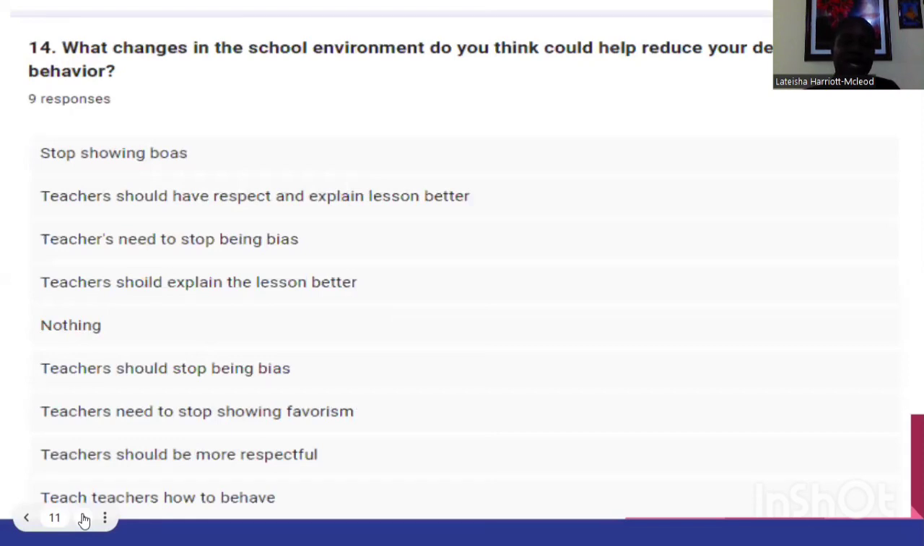Students were also asked, what changes in the school environment do you think would help reduce your defiant behaviors? They said that the teachers need to explain the lesson better and they need to be respectful. Teachers also need to stop being biased. Teachers need to stop showing favoritism. Teachers need to be more respectful. So these were some of the behaviors that they stated that the teachers were displaying that caused them to be displaying these defiant behaviors.